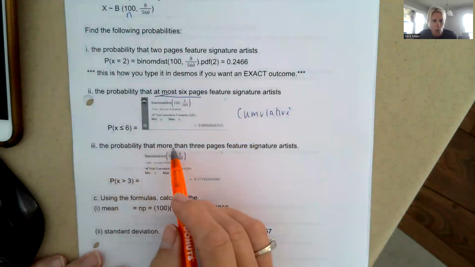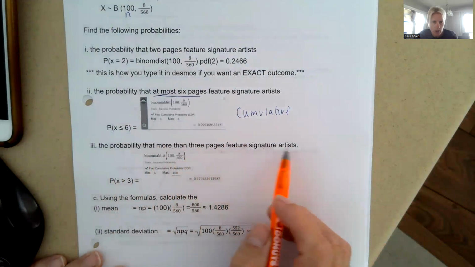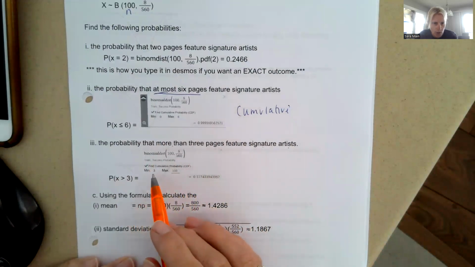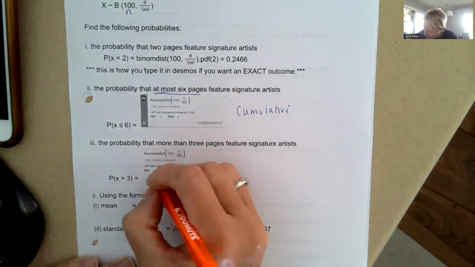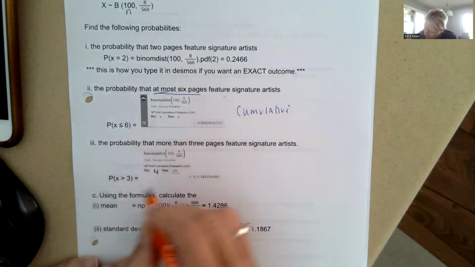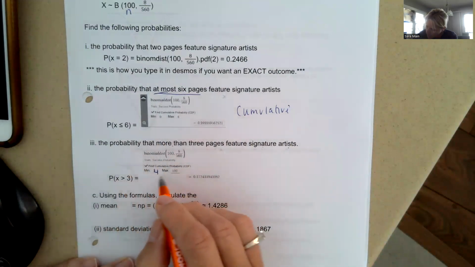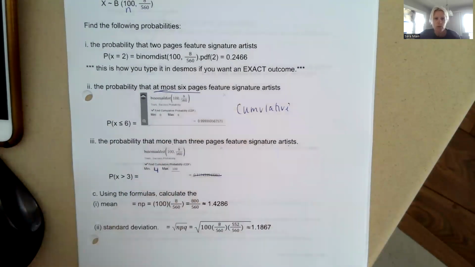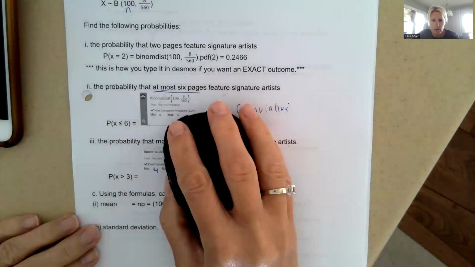What is the probability that more than 3 pages feature a signature artist? So in this case, more than 3 means that I want to go, actually, I want to go 4 and above. This should be 4 and above because it's more than 3. So I want to include 4 to 100. This will be corrected on your page.